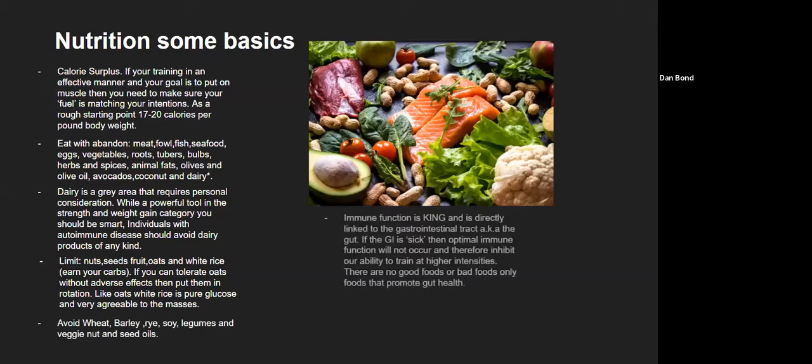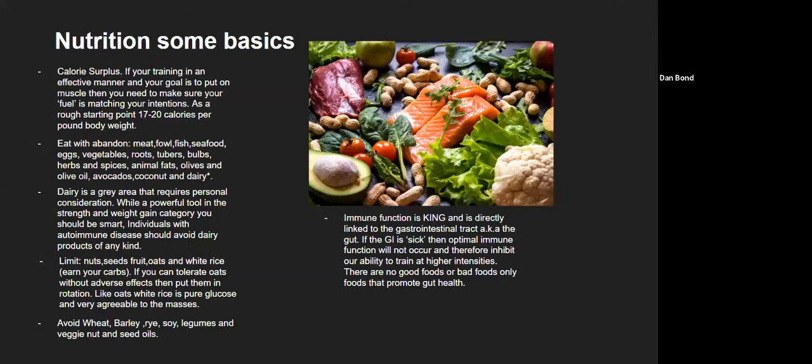Why? Immune function. These food groups have a really systemic problem on immune function. Immune function is king and is directly linked to the gastrointestinal tract, aka the gut. So if your GI is sick, if your gut is sick, or if you're constantly battling off illness, whatever it is, then you're not at optimal immune function. And that means it will actually inhibit your ability to train at higher intensities.